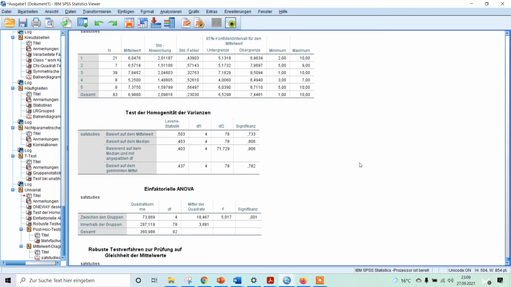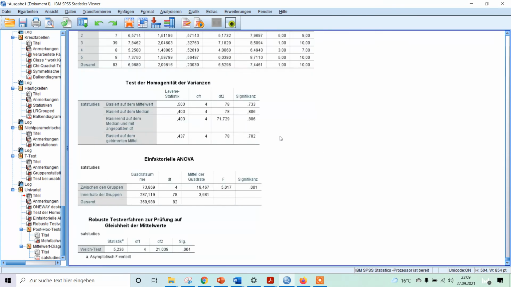So here we have the test for homogeneity of the variances. We have here the significance. Again, the null hypothesis is we have the same variances. So we cannot refute the null hypothesis that we have the same variances. So we can assume that we have the same variances.